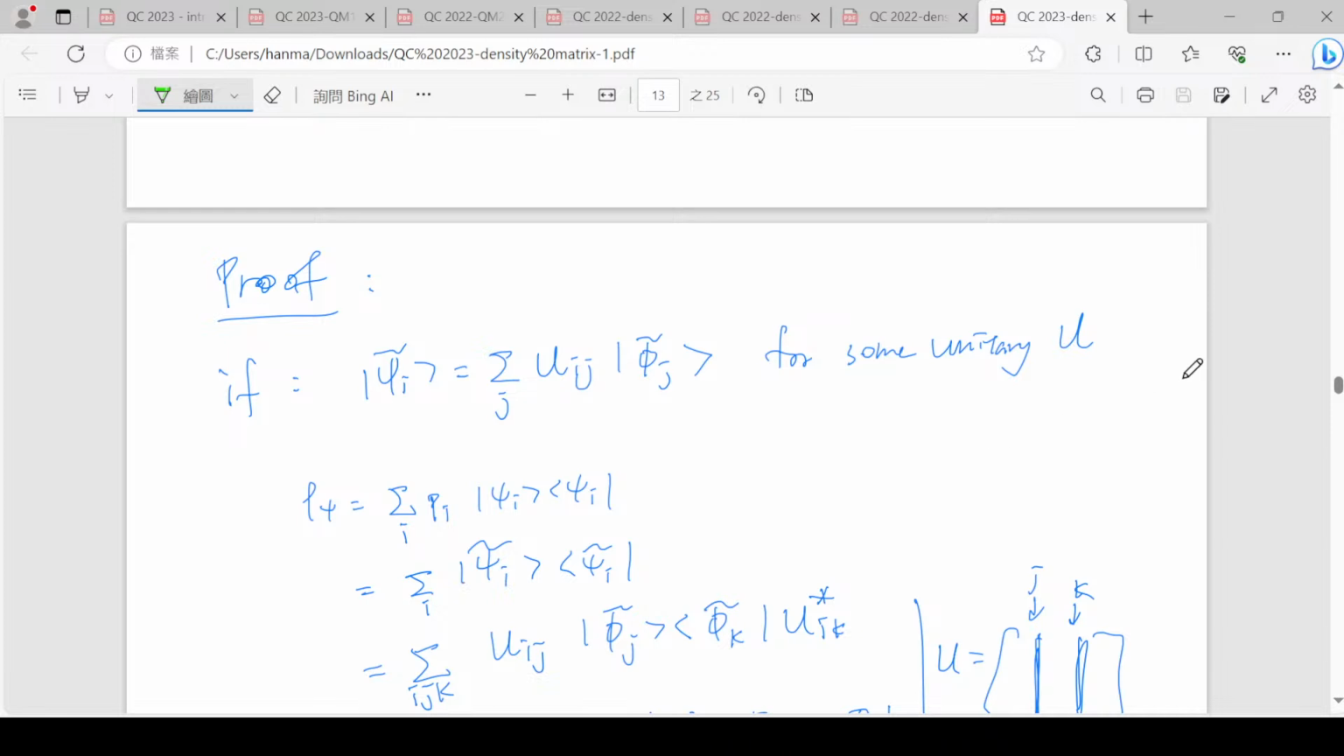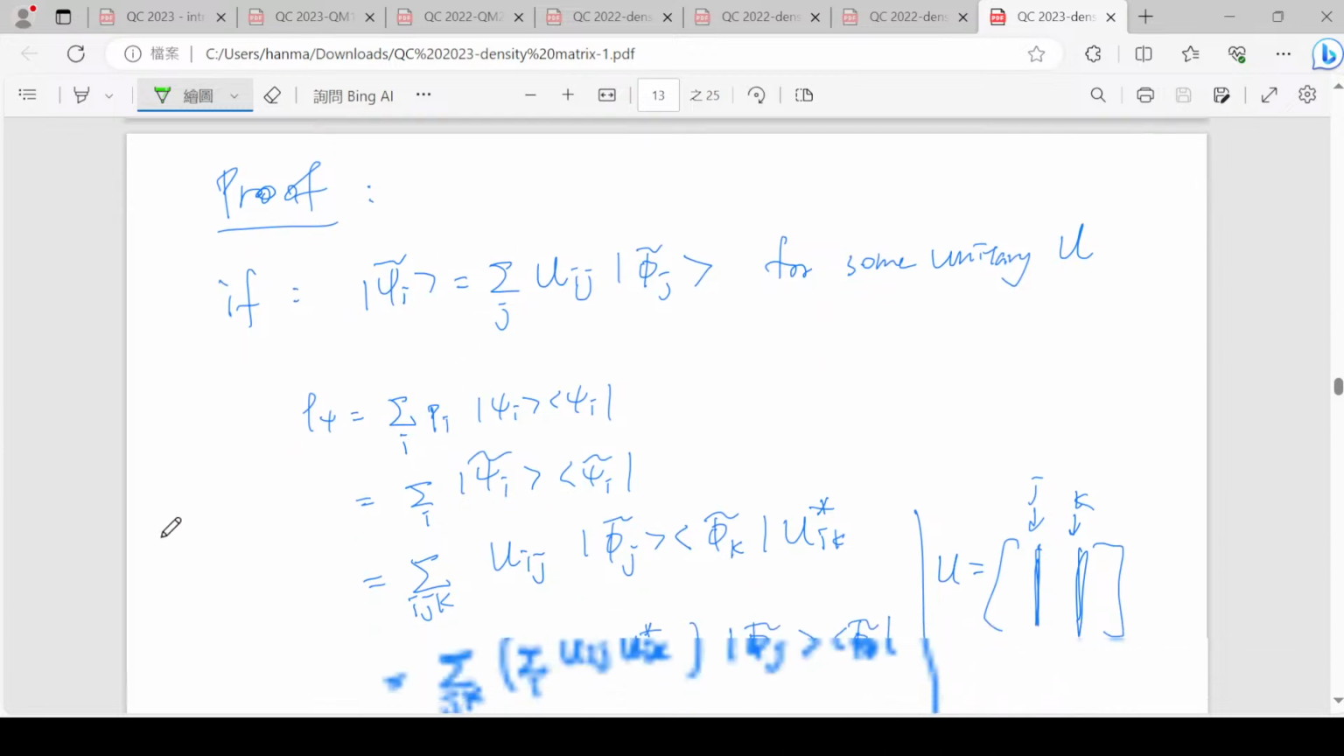Because you just do a direct calculation. So psi tilde_i equals the sum over j of u_ij phi_j tilde for some u. And so we can calculate the two density matrices. The density matrix related to psi.